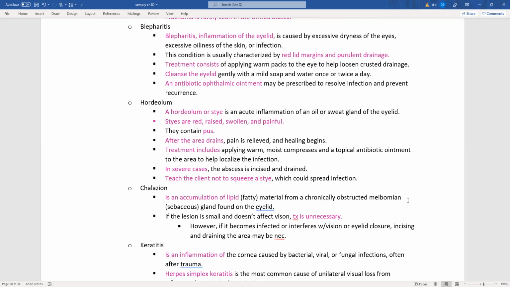eyelids, right? If the lesion is small and doesn't affect vision, you don't have to do anything. However, if it becomes infected or interferes with vision or eyelid closure, we're going to slice and dice that out of there. So we're going to incise and drain it. And that may be necessary.